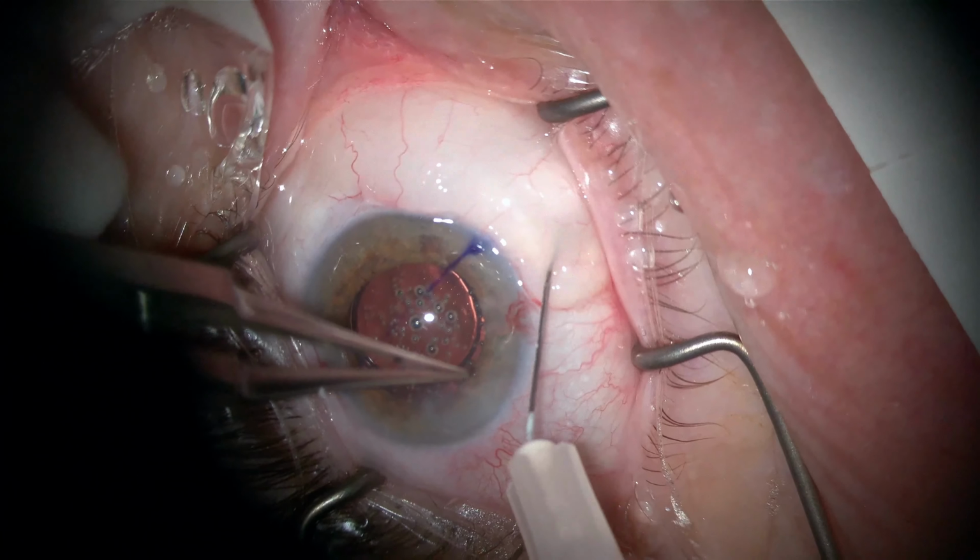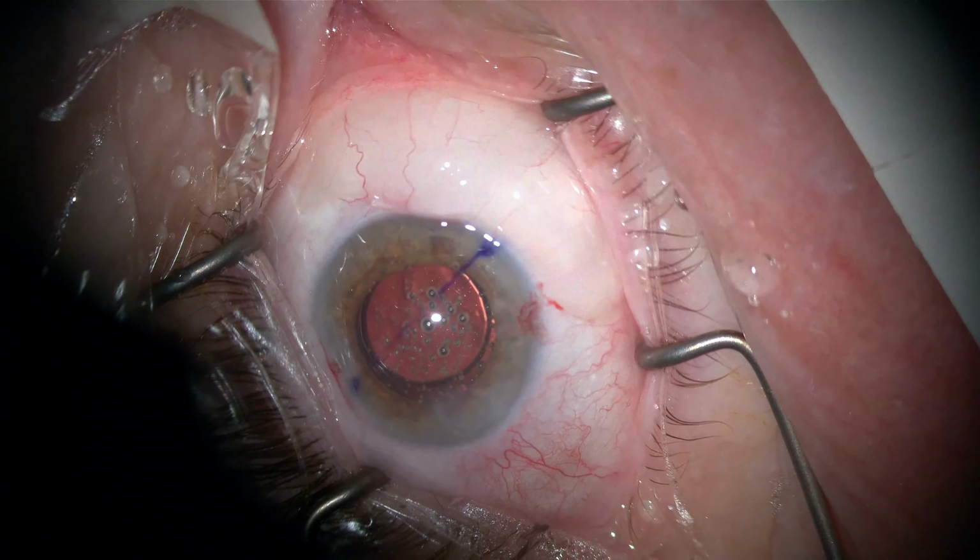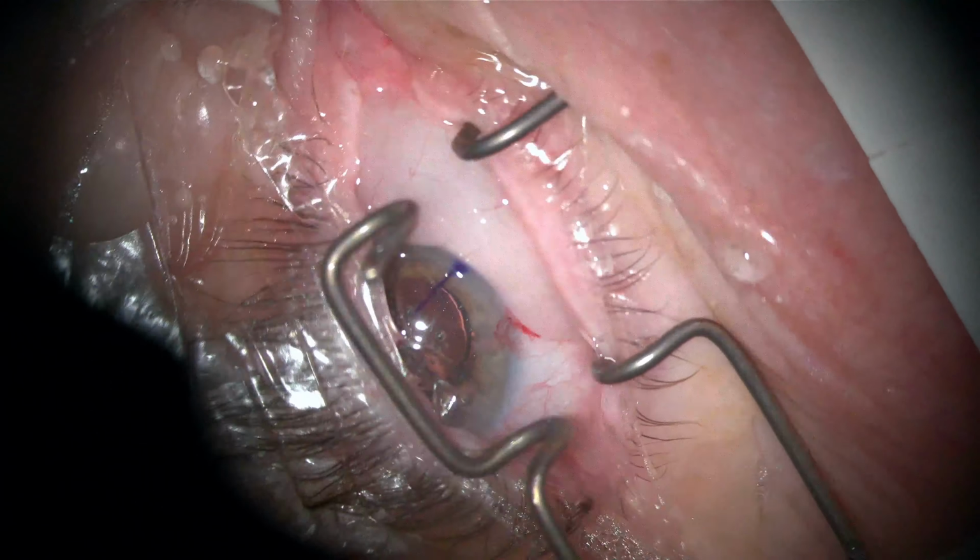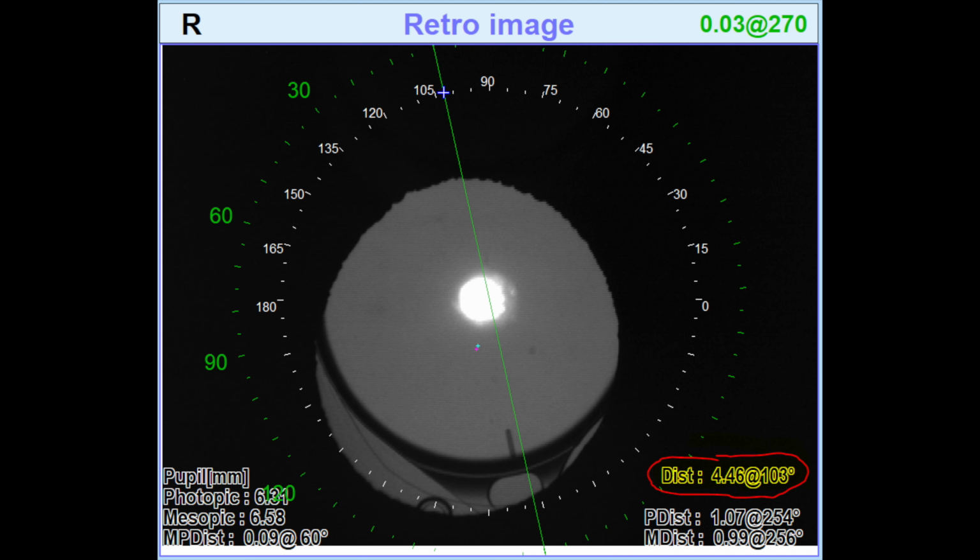And I finished the case with a subconjunctival Kenalog injection, which is my routine these days for dropless cataract surgery. And this is the patient's picture with the IOL positioned nicely at 130 degrees. Thanks for watching.